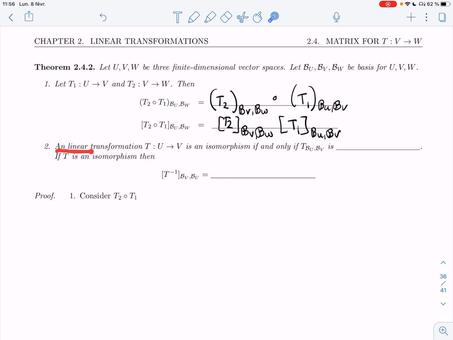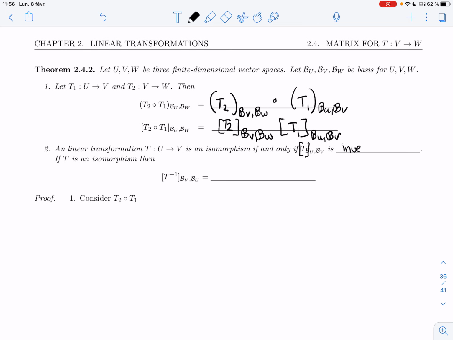All right, then a linear transformation T from U to V is an isomorphism if and only if the matrix of T is invertible. I'm missing the matrix here, but you have it in your notes. And then the inverse map would correspond to the inverse of the matrix.